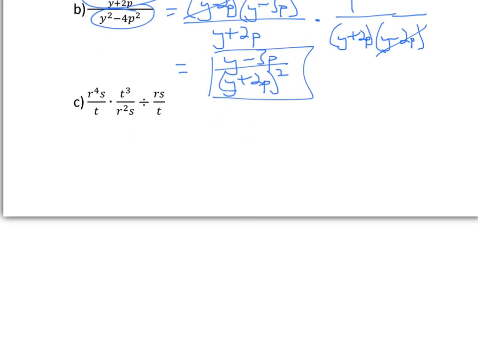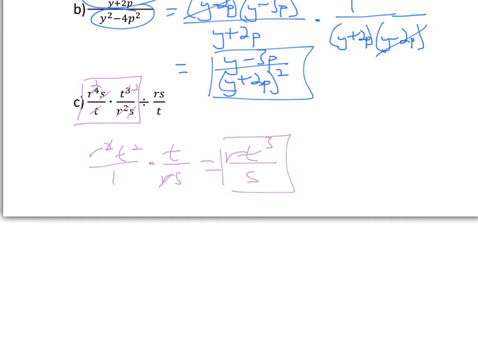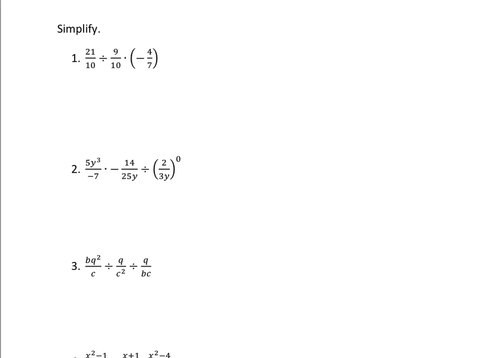Perfect. And this last one, you have to multiply and divide straight across. So we just would look at these two first, and then we'll take the answer and divide it by rs over t. Okay, so we've got, cancel 2 of these out, cancel 1 of these out, and cancel both s's. So we're left with r squared t squared over 1 times the reciprocal, t over rs. One of these cancel. And we're left with t cubed r over s. Perfect.